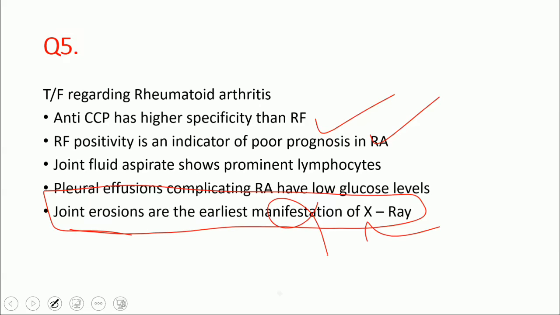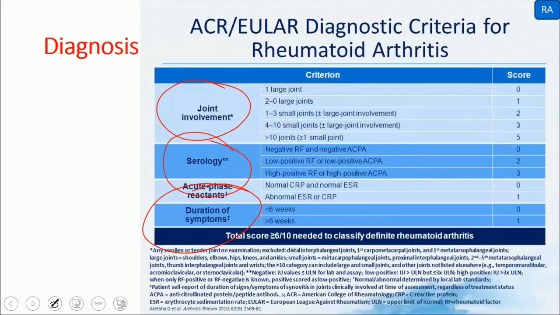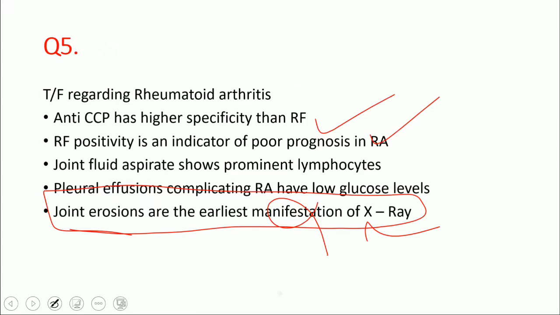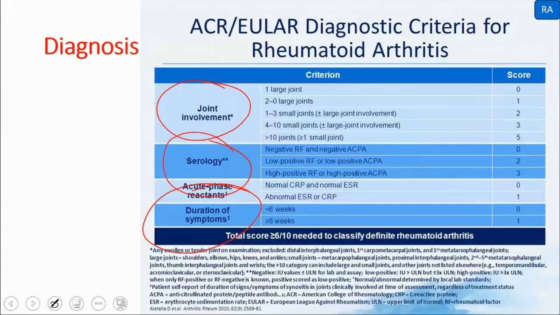Right. Now sometimes in rheumatoid arthritis you can get a big monoarthritis. And at that time we usually aspirate the joint. If you aspirate the joint, you might be able to observe lymphocytosis in the joint. There are neutrophils, there are lymphocytes, right? But most of the time it is prominent lymphocytosis that you get, right? Pleural effusions complicating RA have low glucose levels. That is something I told you when I did pleural effusion. Right. This we have discussed.